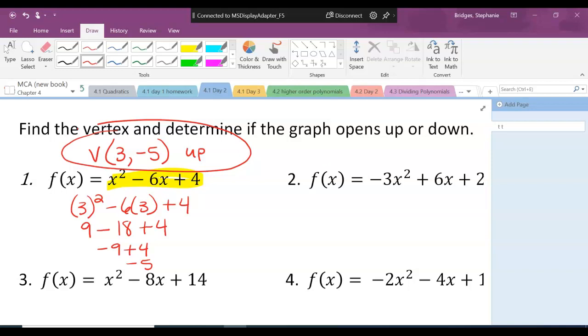So for my vertex, let me just take that and simplify whatever that is.